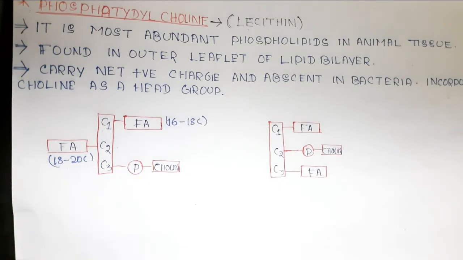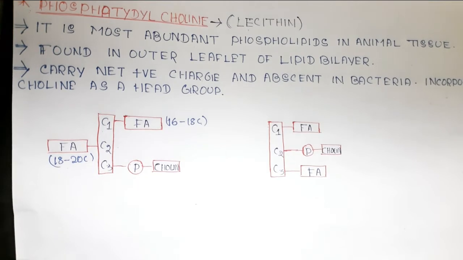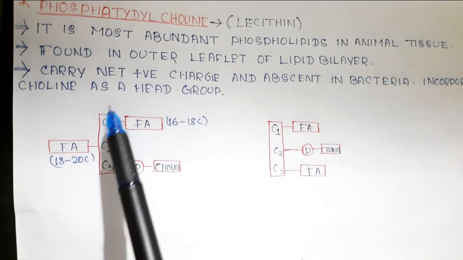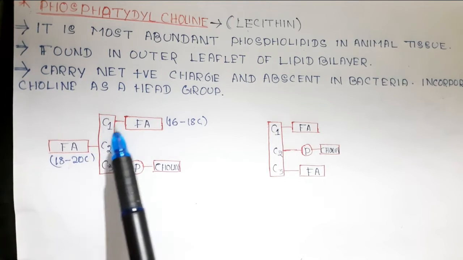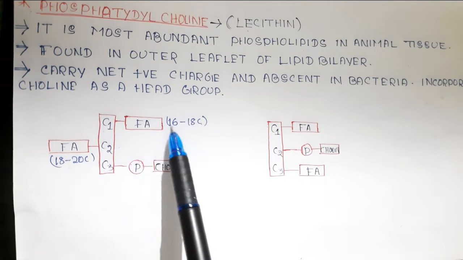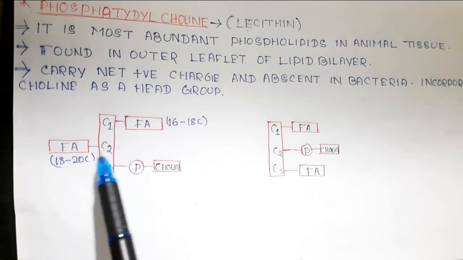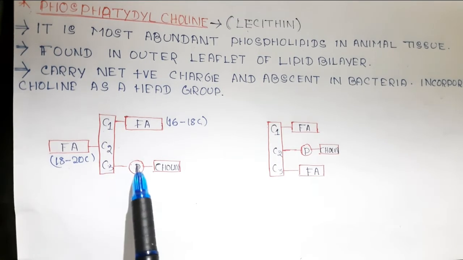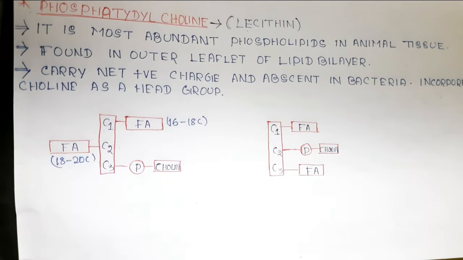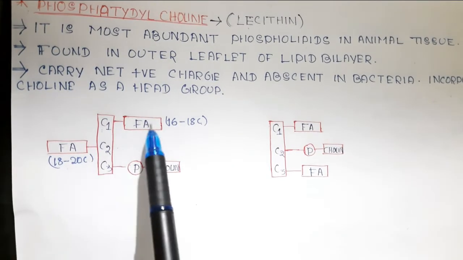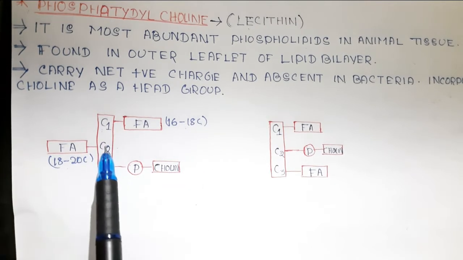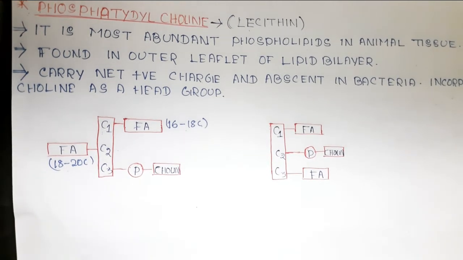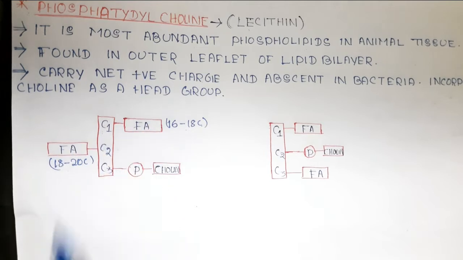If you look at the structure of phosphatidyl choline, you will find a glycerol molecule containing 3 carbons, carbon number 1, 2 and 3. Carbon number 1 binds with a fatty acid which is 16 to 18 carbons long, and carbon number 2 binds with a fatty acid which is 18 to 20 carbons long. Carbon number 3 binds with a phosphate group, which in turn binds with the choline group. The fatty acid on carbon number 1 is saturated, and the fatty acid on carbon number 2 is unsaturated. Carbon 1 and carbon 2 bind with the fatty acids by ester bonds.